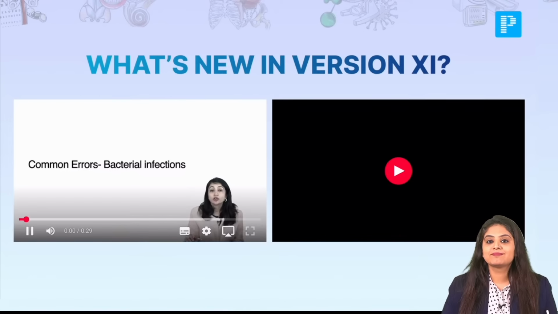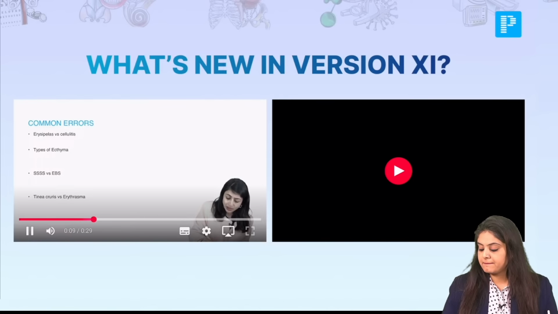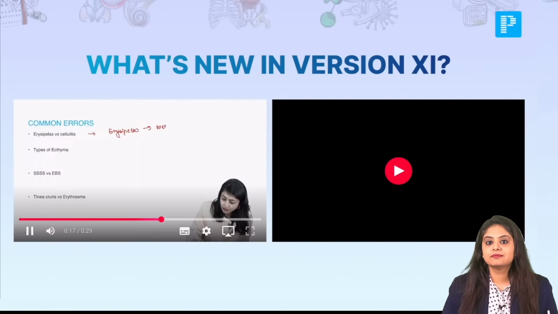So now I'll tell you about few common errors that students make in bacterial infections. A lot of times they get confused between erysipelas and cellulitis. So two important things you have to remember: erysipelas is well demarcated. So history would be the same, but it would be well demarcated, and this is caused by group A beta hemolytic strep.